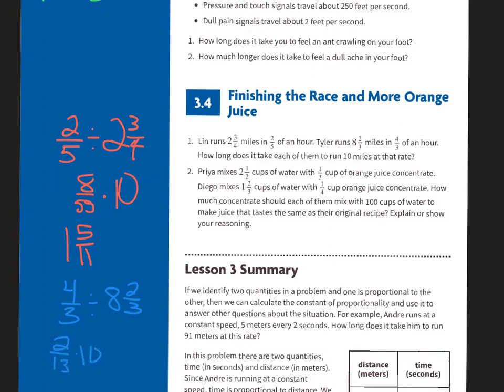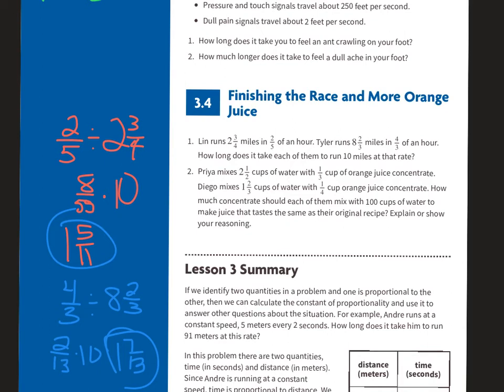Then we multiply that by 10, and 2/13 of an hour times 10 is 1 7/13 of an hour. Okay, so 1 5/11 and 1 7/13. Okay, number 2, you would do the same type of thing.